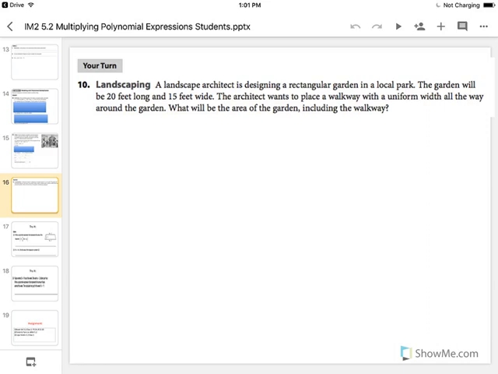Right, okay, so then this is your turn, number 10. A landscape architect is designing a rectangular garden in a local park. The garden will be 20 feet long and 15 feet wide. The architect wants to place a walkway with a uniform width all the way around the garden. What will be the area of the garden including the walkway?